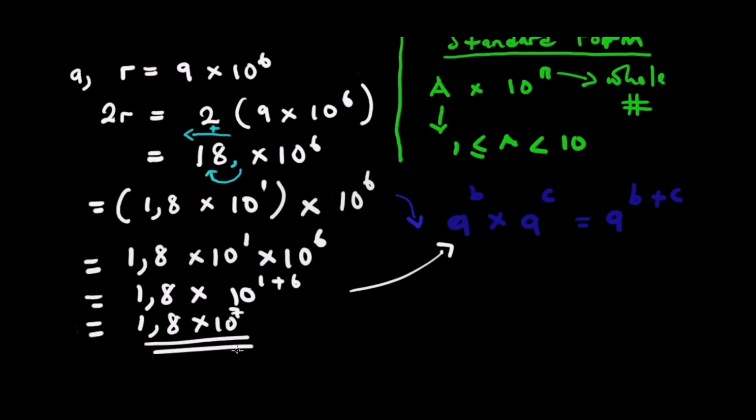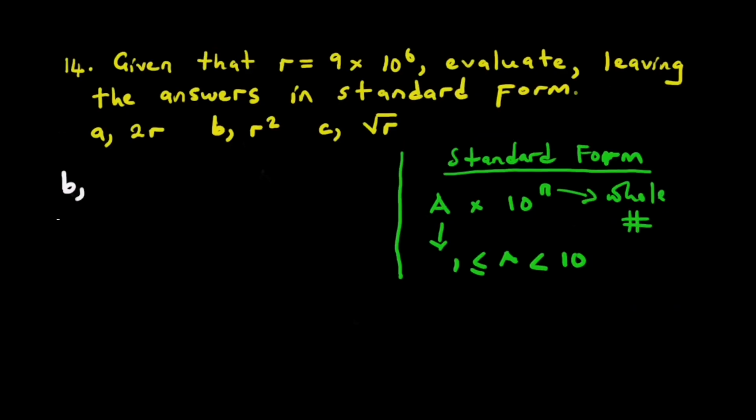Let us go on to the second part of our question. The second part of our question is to find r squared. So what we are going to do is substitute r with 9 times 10 to the power 6, which means r squared will be (9 times 10 to the power 6) squared.